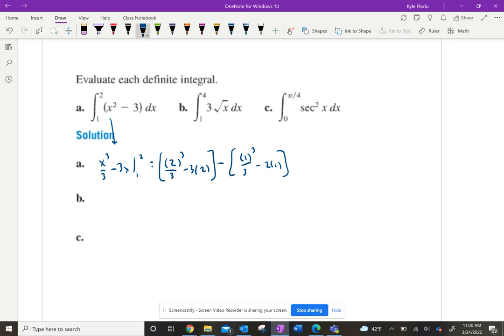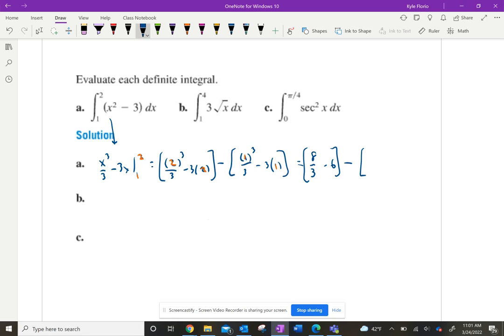Okay, this is 3 times 1. So x cubed over 3 minus 3 times x. We plugged in a 2, and then we plugged in a 1. So 2 cubed is 8, so that's going to be 8/3. 3 times 2 is 6, so minus 6. These parentheses are going to help for distributing this negative part, so just get in the habit of that.